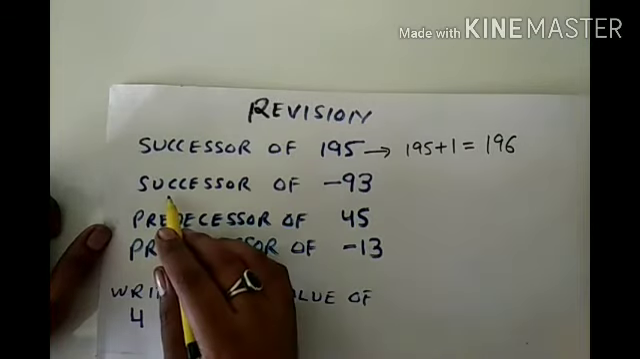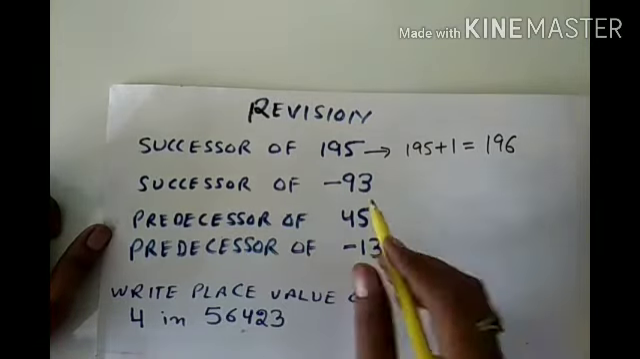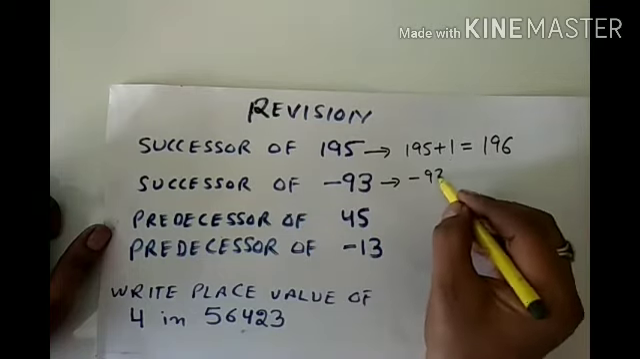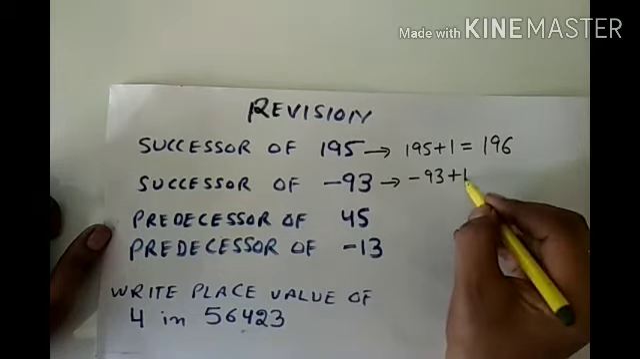Now, similarly, the successor of minus 93, this is an integer. I will again add 1 to minus 93. So, its answer will be minus 92.